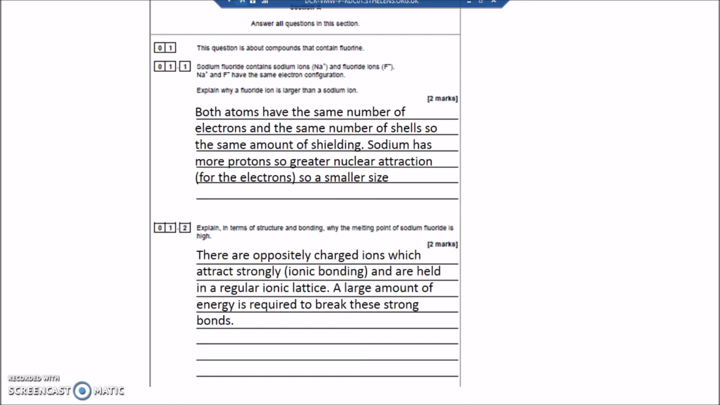Well, in sodium fluoride you've got Na+ and F-, so they're oppositely charged ions. These attract strongly, that's called ionic bonding, and they're held in a regular ionic lattice, therefore a large amount of energy is going to be required to break these strong ionic bonds.